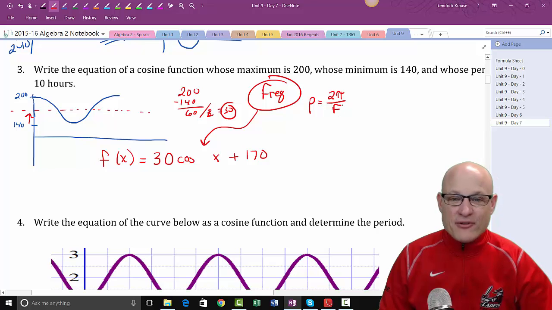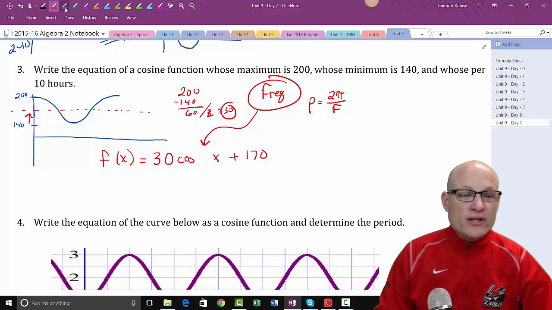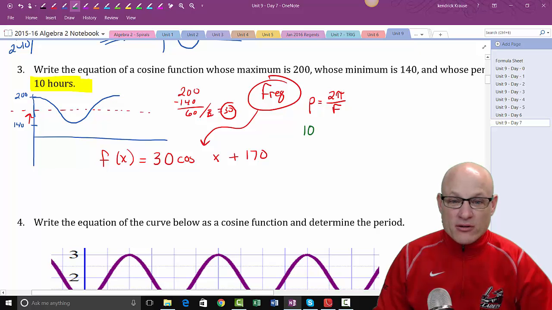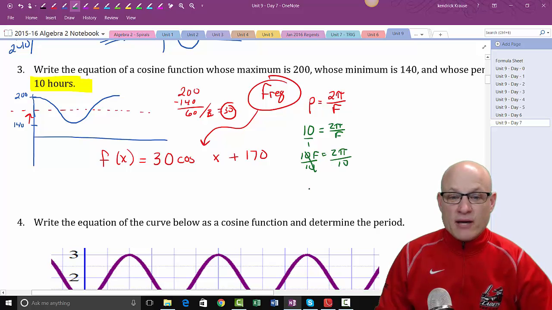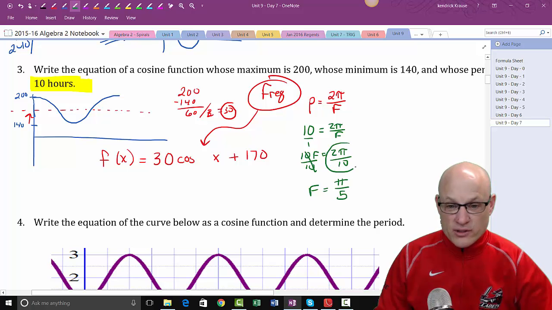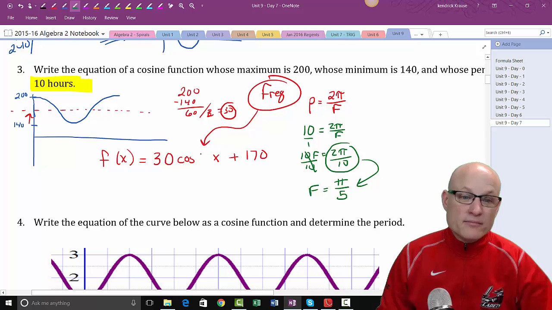So I want to find out what the frequency is. Well, the only way to do this is to use the idea that they just gave us over here, that the period is 10 hours. That's kind of weird, but who cares? Period is 10. So I know my period is 10. So 10 is equal to 2 pi over f. I'll cross multiply. So I get 10f is equal to 2 pi. Divide by 10. Divide by 10. This was the hard part of the problem, by the way. And my frequency is equal to pi over 5. 2 over 10 reduces to 1/5. So pi over 5.